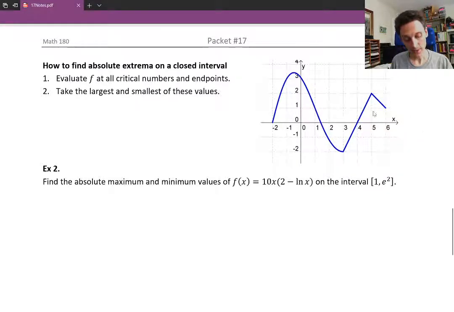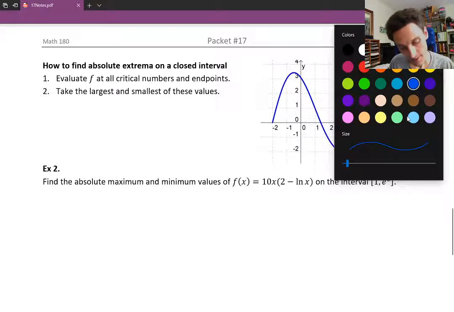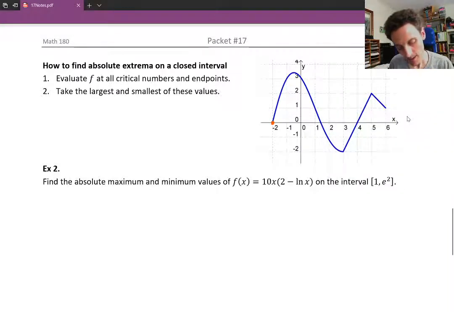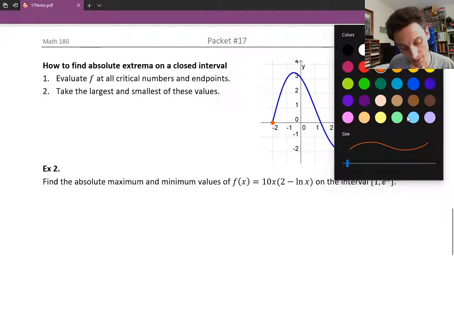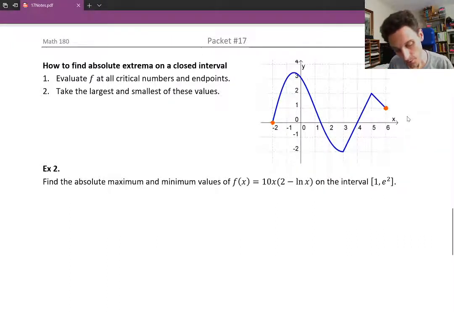So we've got a function that's graphed over to the right, and you can see that the endpoints are at the beginning and the end of the interval from -2 to 6. Those are candidates for having absolute maxes and mins. And then the critical points are going to happen at the peaks and the valleys at the very least. We might have some more critical points, but at least at the peaks and the valleys.